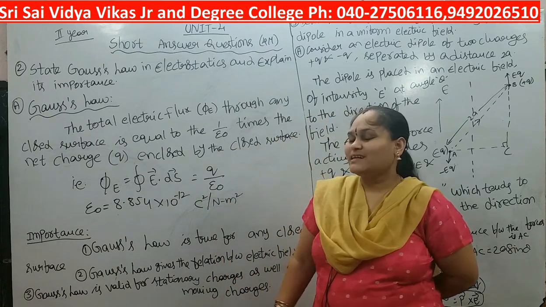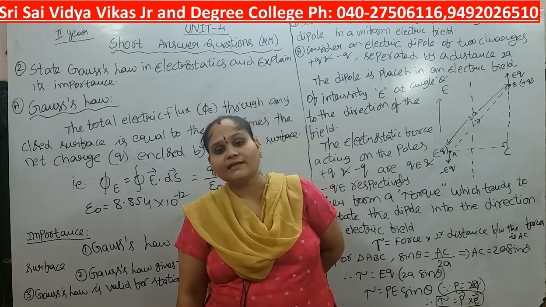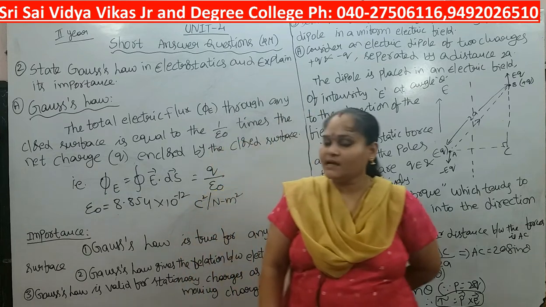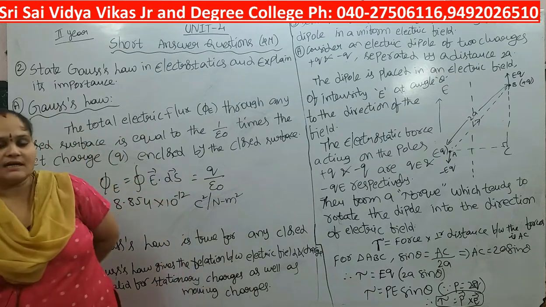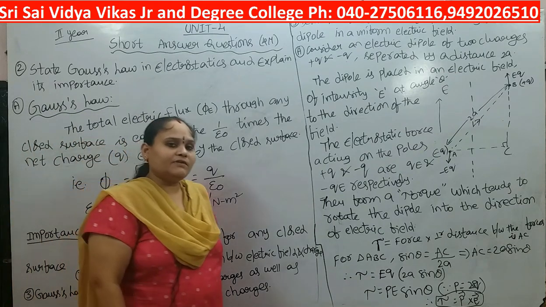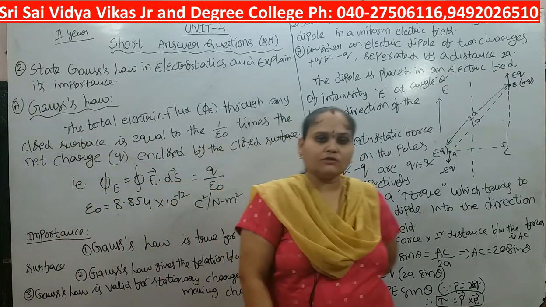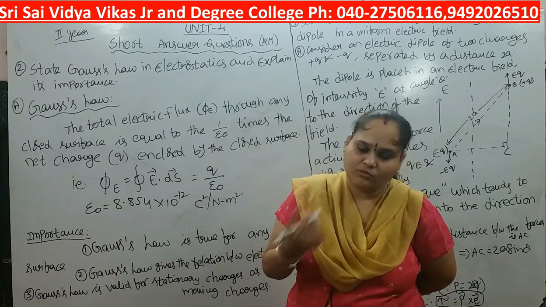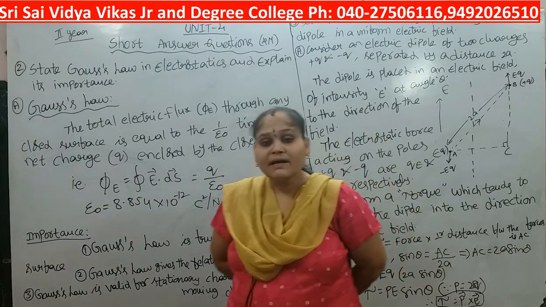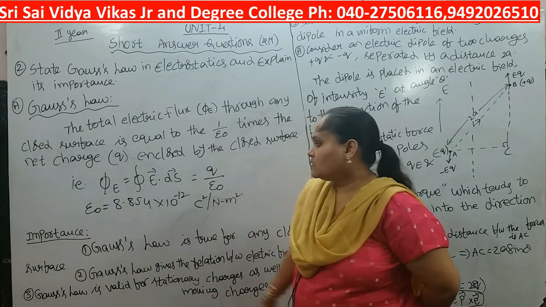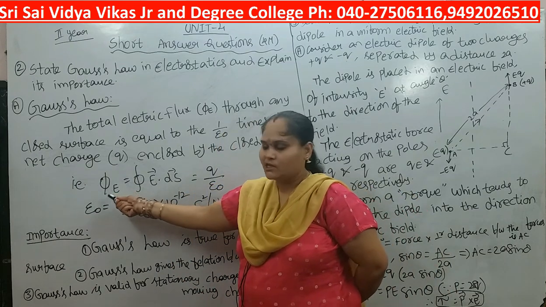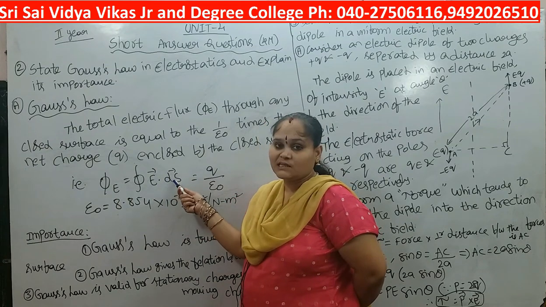So what is electric flux? The total number of lines crossing through the field is electric flux. We already discussed it. So the Gauss law states that the total electric flux of any closed surface will be equal to 1 by epsilon naught times the charge enclosed in it. That means the total electric flux will be equal to the surface integral of E dot ds.